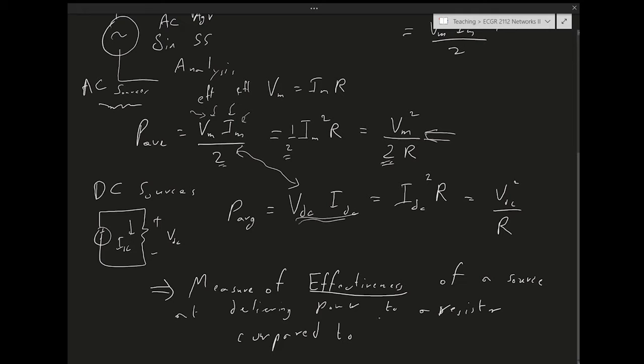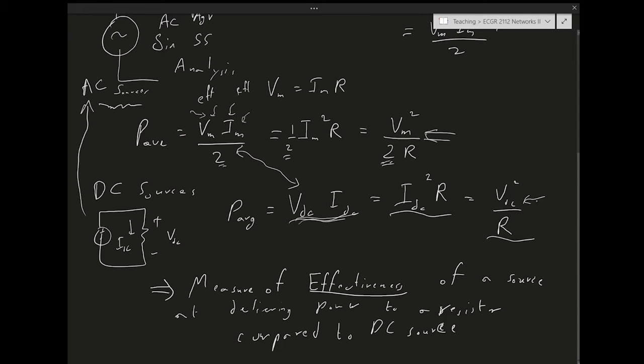That's the comparison. The DC source delivers power to a resistor using this formula. The question is, if I go away from a DC source to another kind of source, let's say an AC source, what is the effectiveness of that source at delivering power to a resistor compared to the DC source? The effectiveness differs. So for a DC source, let's say I apply a DC source of 10 volts.